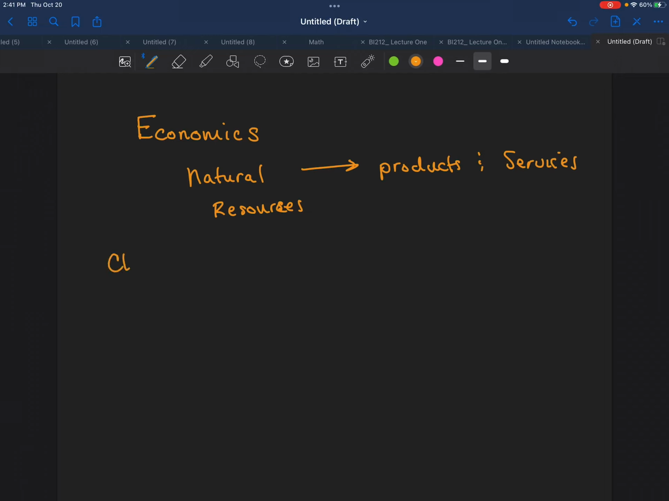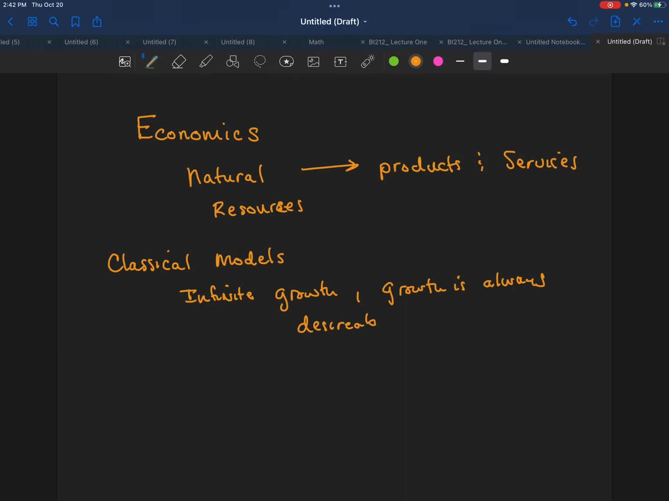In many cases, when we look at classical models, a couple of things come to mind: that we can have infinite growth and that growth is always good. So it could even be at the cost of the environment. Let's change that to desirable.